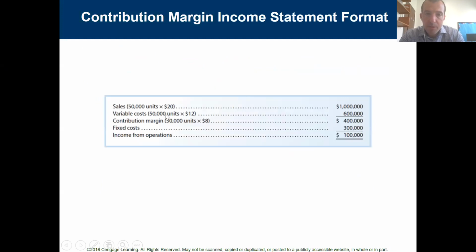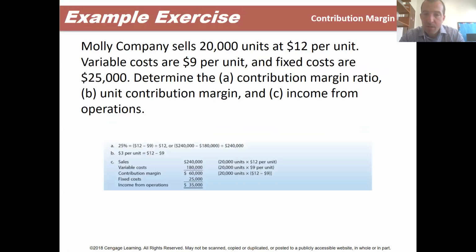In the previous example, it would be the $20 selling price minus the $12 variable cost per unit to get to an $8 contribution margin per unit.